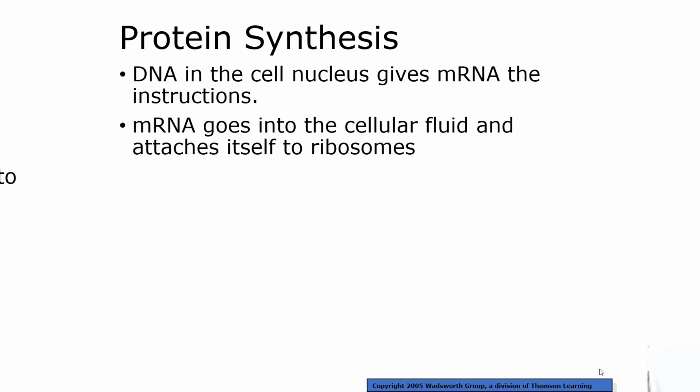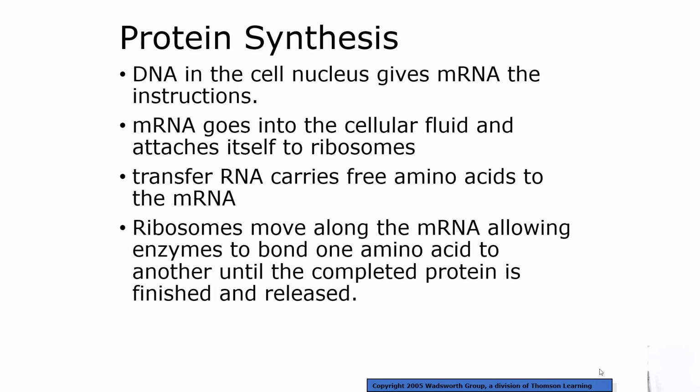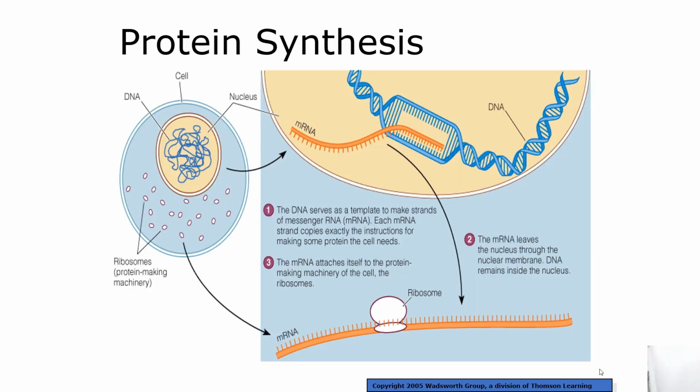How are proteins synthesized? DNA in the cell nucleus gives mRNA the instructions. mRNA, basically the transcript, goes into the cellular fluid and attaches itself to ribosomes. Transfer RNA carries free amino acids to the mRNA. Ribosomes move along the mRNA, allowing enzymes to bond one amino acid to another until the completed protein is finished and released. This is about protein synthesis.